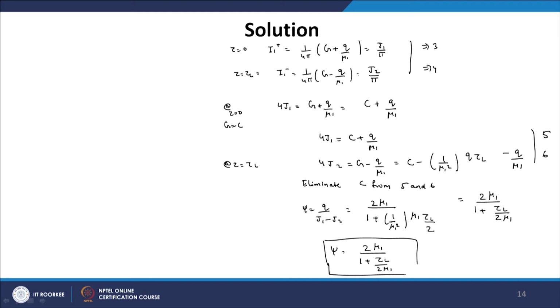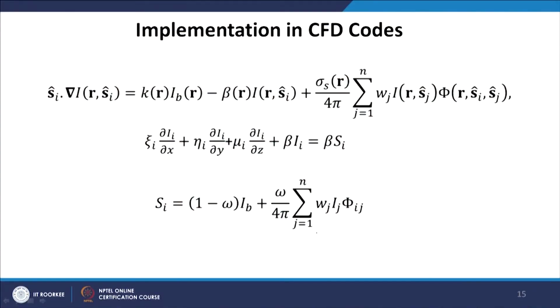So this is the expression for the radiative heat flux for the case of a one dimensional medium using the S2 approximation. Now how do we implement it in CFD codes? Together with the spherical harmonics method P1, the discrete ordinate method is one of the most popular methods used in CFD codes. Many commercial packages like ANSYS have implementation of spherical harmonics as well as the discrete ordinate method. The accuracy of the two methods is more or less the same.